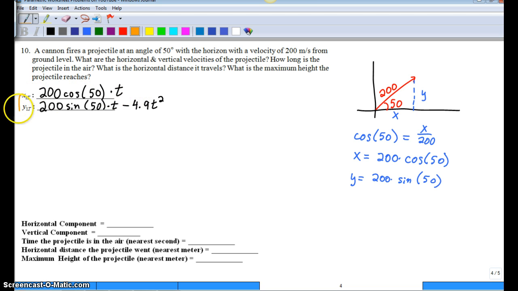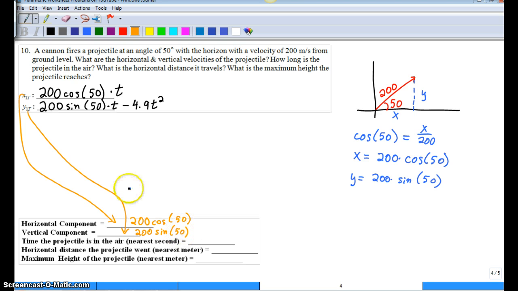This function gets put right there, and our y function gets put right here. So when it's asking for the horizontal and vertical component, we're just going to take our x1 and our y1, and this would be 200 cosine 50. Now remember, we're not putting t on it because that's our function. This is just the horizontal component of the vector, and this is the 200 sine 50. Alright, so I'll at least get rid of those arrows for now.